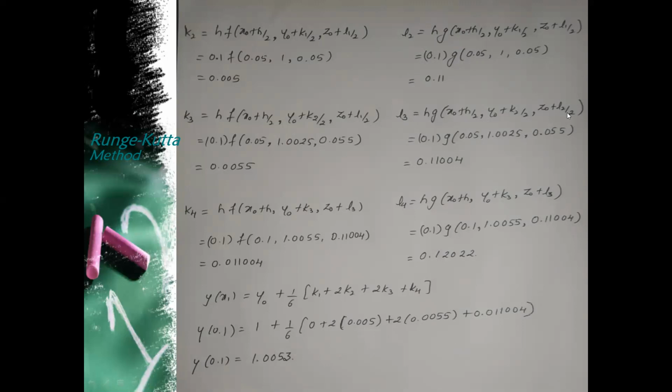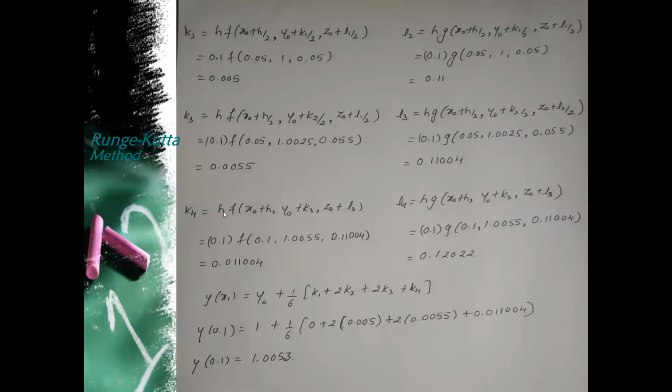Now L3, h into g of x naught plus h by 2, y naught plus k2 by 2, z naught plus L2 by 2. The same values already we have calculated here. Just substitute them, and we need to find the value of the function g at x equal to 0.05, y equal to 1.0025 and z equal to 0.055. Substituting these values in the function and multiplying by 0.1, we get the value of L3 as 0.11004.